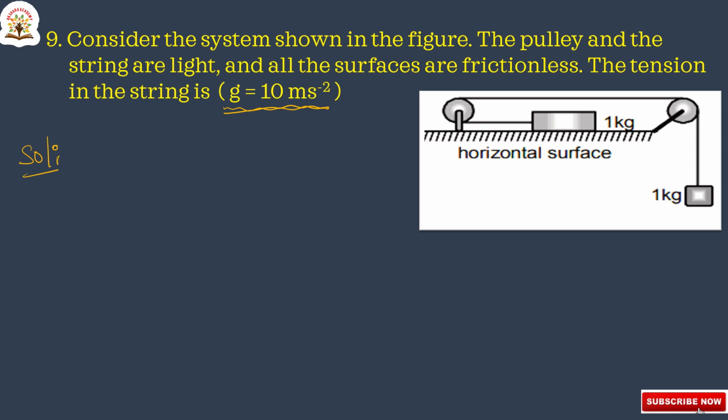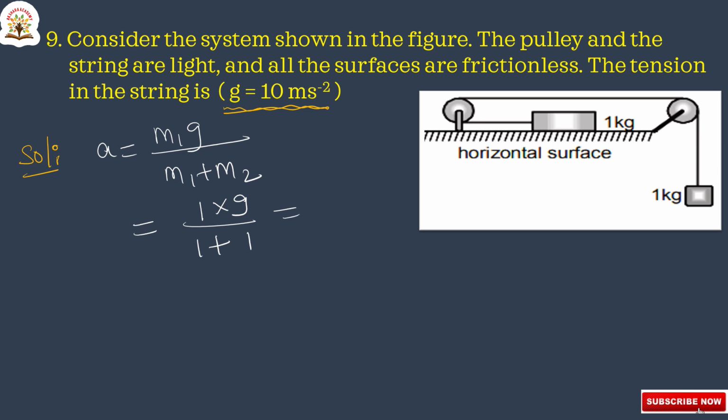Acceleration A is equals to m1g by m1 plus m2. Now substituting the values, m they given as 1 kilogram. So g value here they given as 10. Okay, now m1 plus m2. So that is equals to g by 2. Now A is equals to, we are getting g by 2.